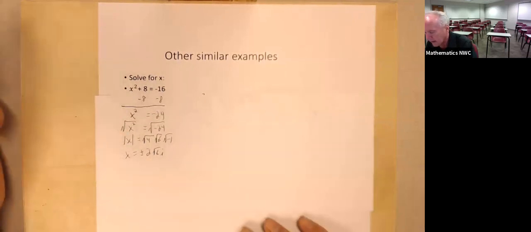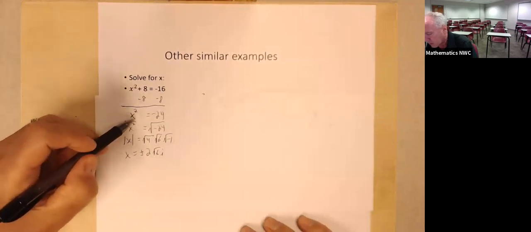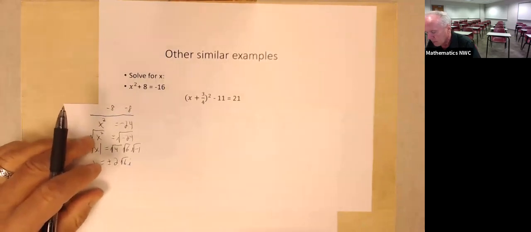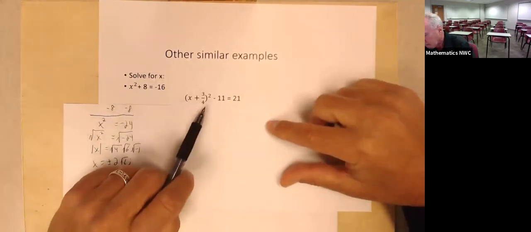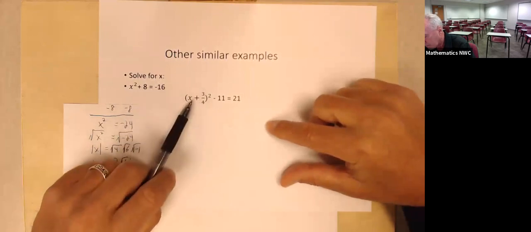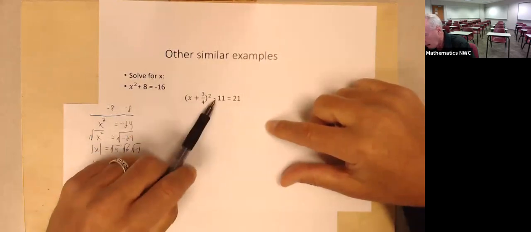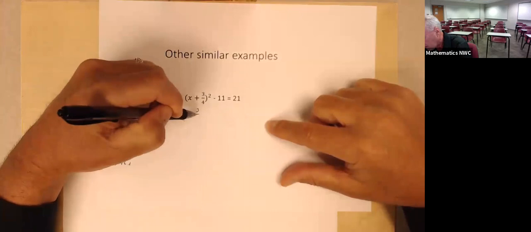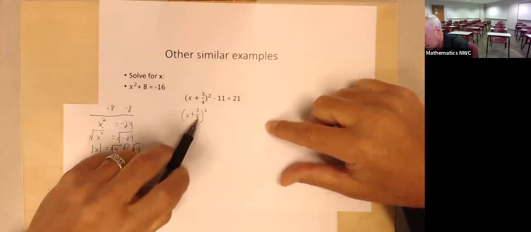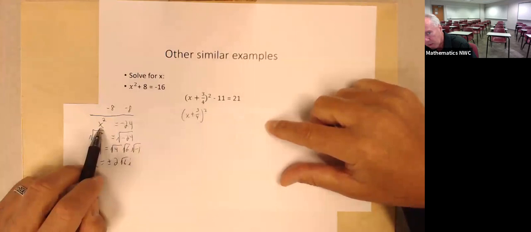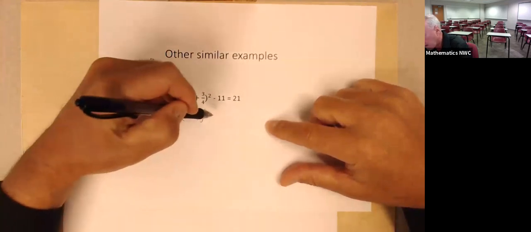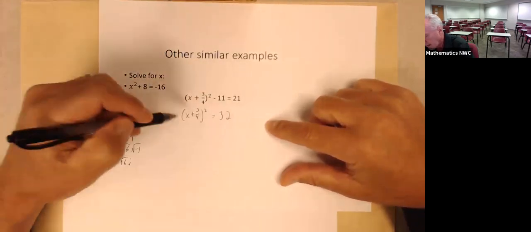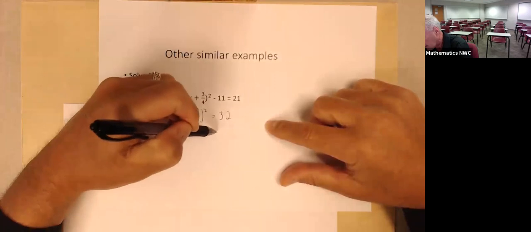We had to isolate the x squared. Isolate the x squared, we got it by itself on one side. This looks much more intimidating, but it's really not much more difficult than this one. I first add the 11 to both sides. I'm trying to isolate this quantity squared, just like over here I tried to isolate the x squared. If I bring the 11 across, I get a 32. Then I would take the square root of both sides.